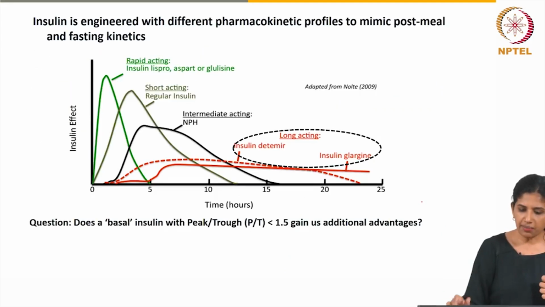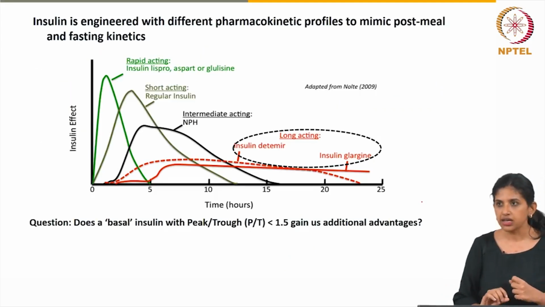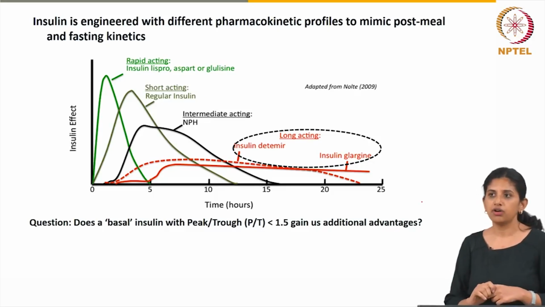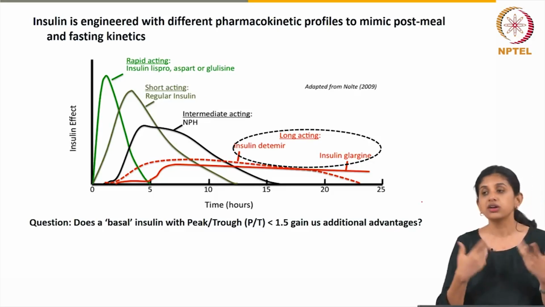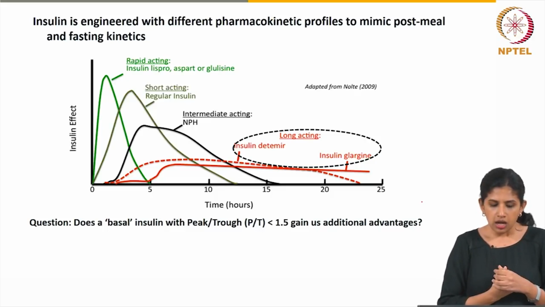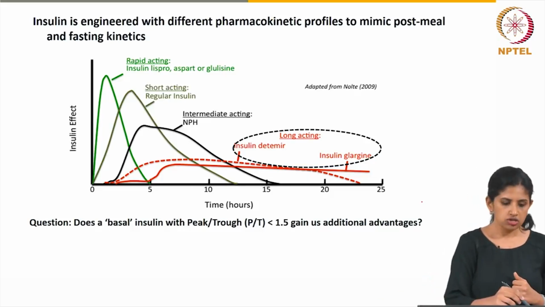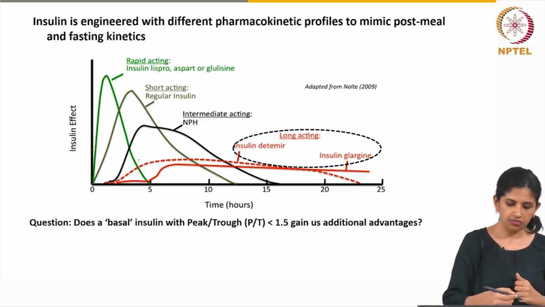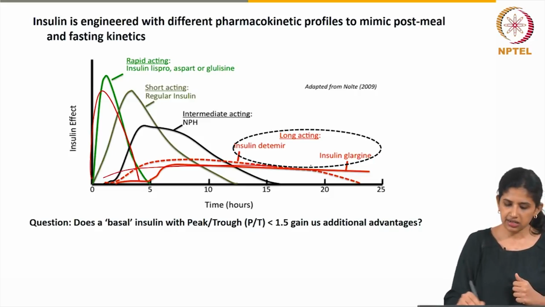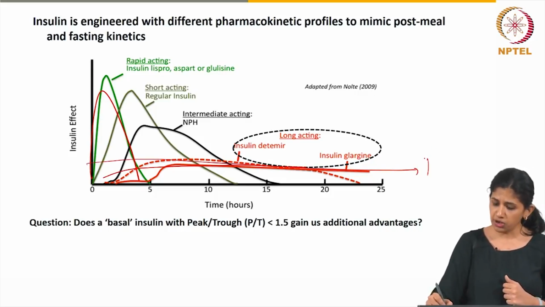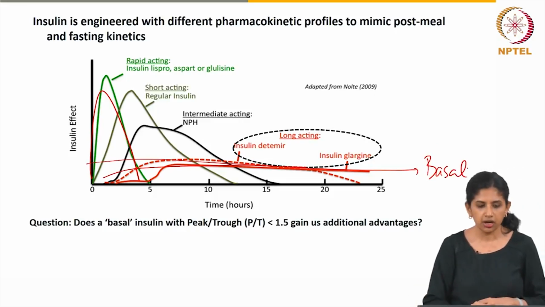Okay. Now, let me walk you through a small case study of how this kind of modeling can be useful, and what results it can come up with. So, we were talking a little bit about how the pharmacokinetics can change. We have a very rapid acting insulin here, and we have a very flat insulin here, and this insulin is what people call basal insulin in the field of insulin.